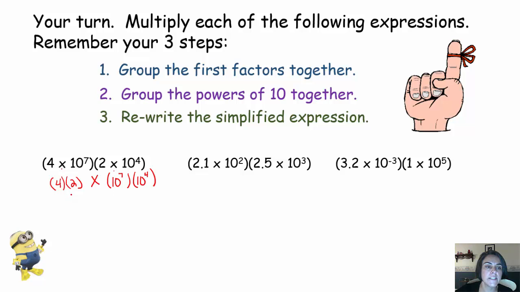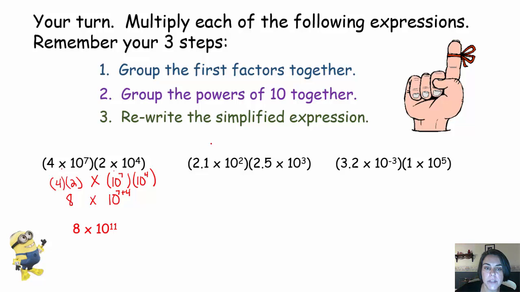2 times 4 is, I can handle that, that's 8, times 10 to the 7th times 10 to the 4th. I keep my base of 10. I add my exponents because I'm multiplying. What's 7 plus 4? I now have 11 factors of 10. So that's 8 times 10 to the 11th. Let's take a look at that second example.